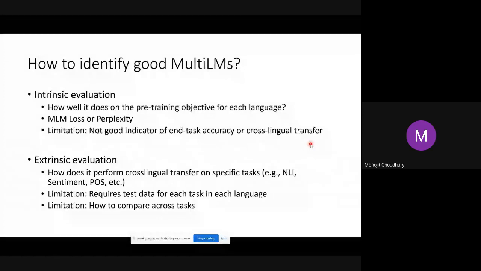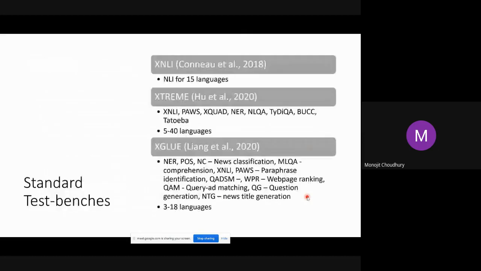The other way, of course, is extrinsic evaluation, which is, I think, a better way, where you have a lot of task specific data and check on those tasks. The problem, of course, is you have to build data sets for each task. And one limitation is also how to compare across tasks. As we shall see in a couple of slides, across tasks sometimes different models perform better. So mBERT might do better in some tasks and XLM-RoBERTa might do better in other kinds of tasks. So those issues are there, and this is an ongoing research problem that many people are addressing right now.